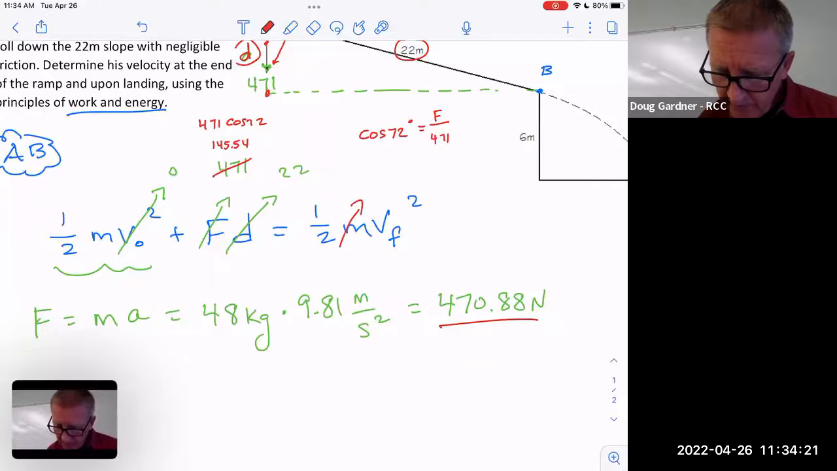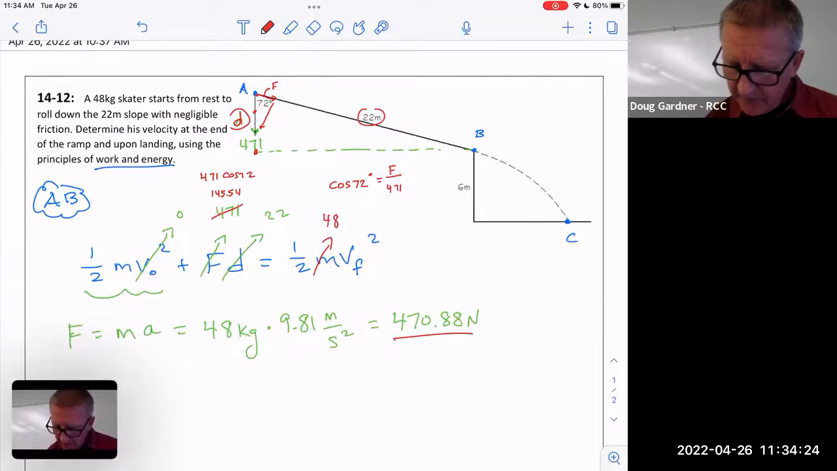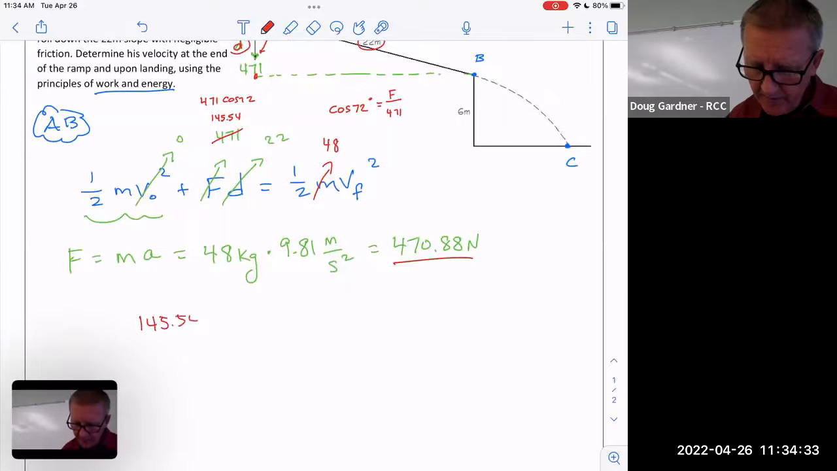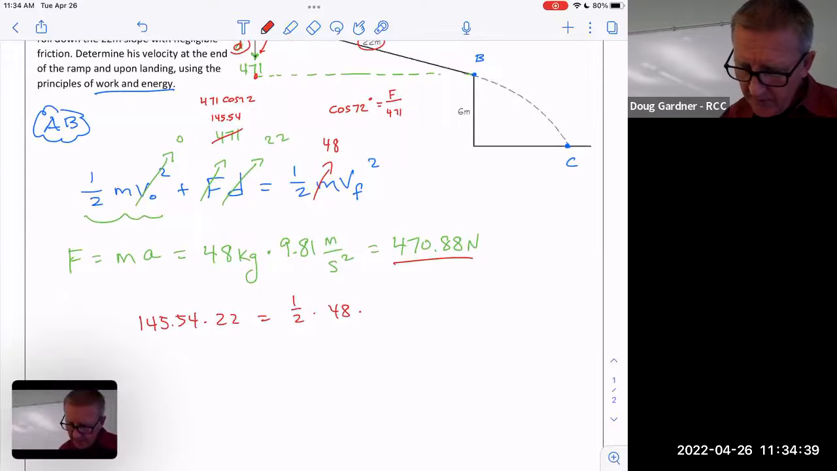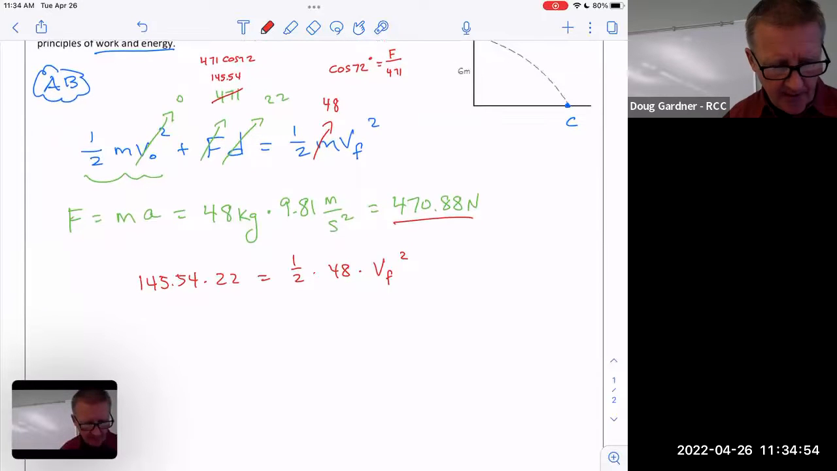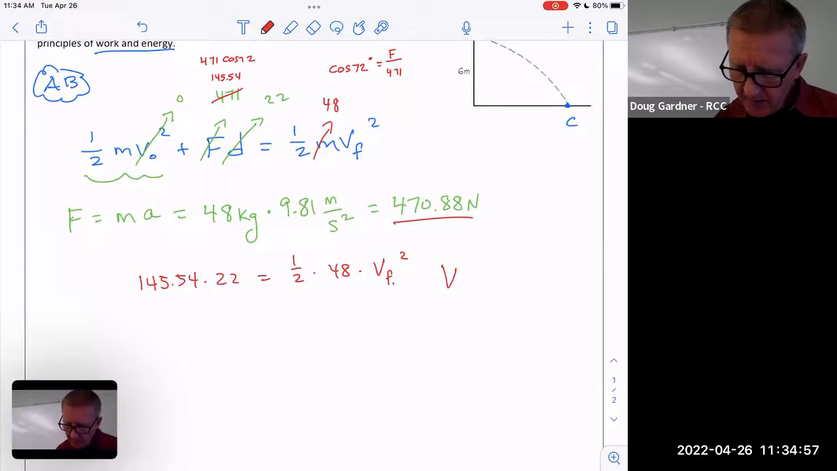Don't I know my mass, we said, was 48 kilograms. And so does it make sense that equation now just has one unknown? So I have 145.54 times the distance of 22 on one side, and I have 1/2 times 48 times velocity final squared on the other. Hey, I'm going to get my velocity then. I'll know my velocity at B. In one sense, we worked a little harder at that the other day. So if I grind that out, I get 11 point. Maybe I should put B down here. Velocity final, at least at B, is 11.55.